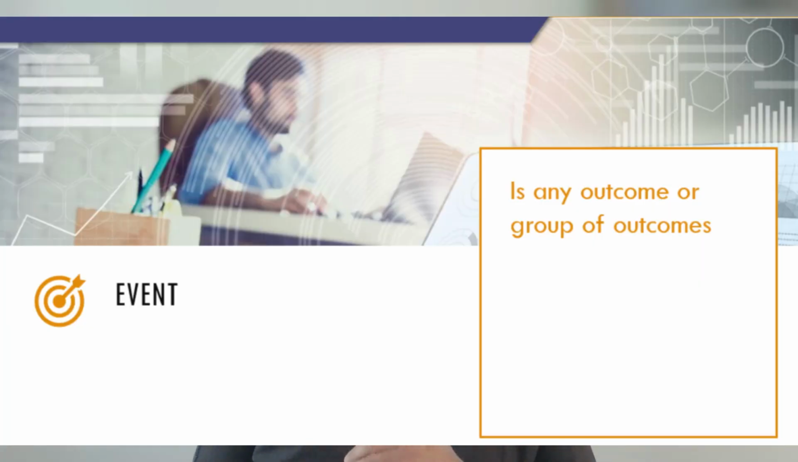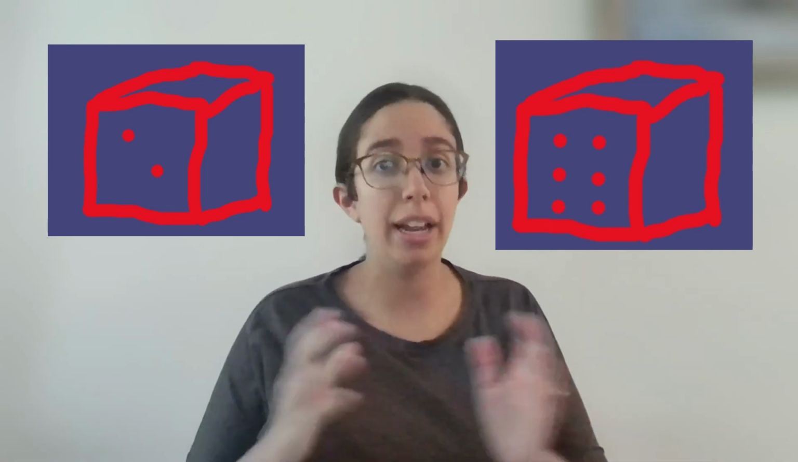Next, we'll talk about event. An event is any outcome or group of outcomes. So let's say I take a dice and I roll it and I get a 2. And next time I take the dice and I roll it and I get a 6. Well, the event would be I got a 2 and then I got a 6.